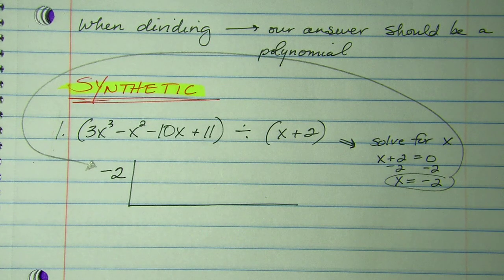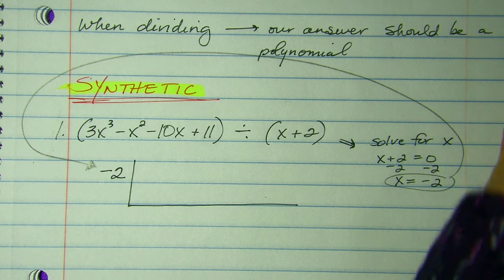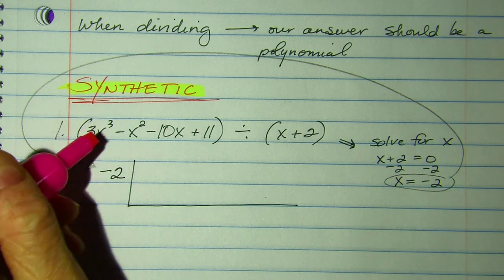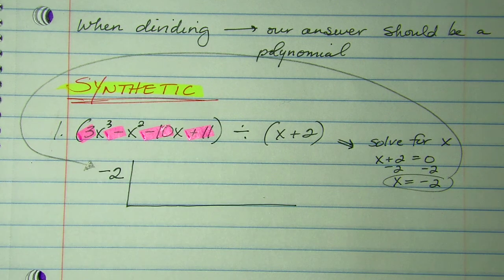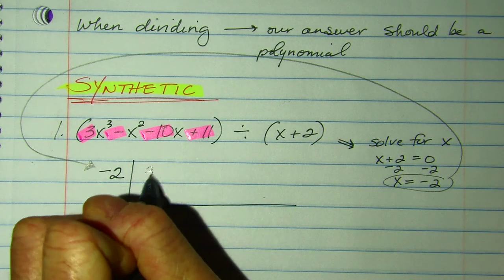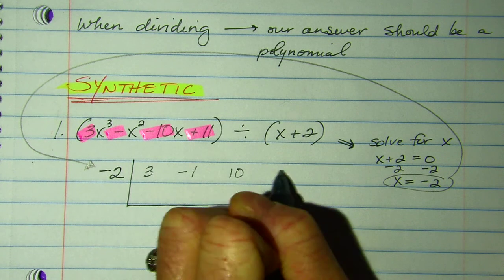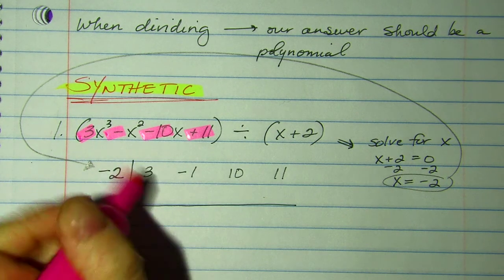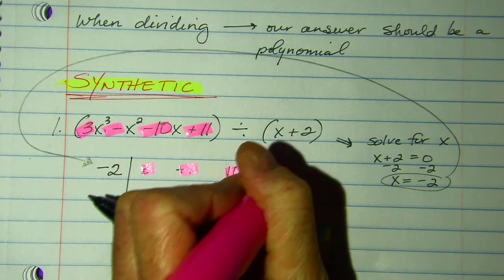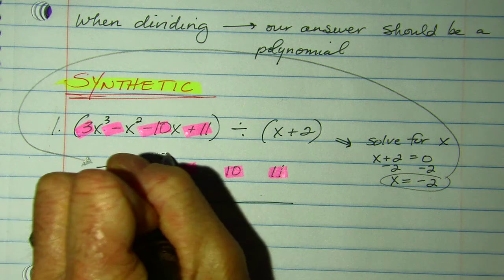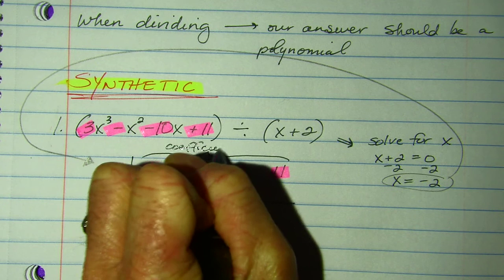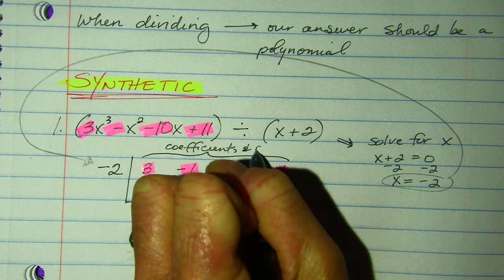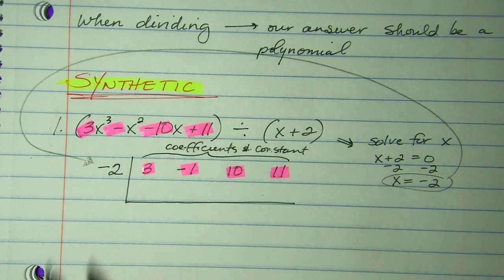Okay. Now, the next thing I'm going to do is line up my coefficients. My coefficients are 3, negative 1, negative 10, positive 11. They're going to go down here. So 3, negative 1, negative 10, 11. Notice I wrote the coefficients of the first polynomial here. These are our coefficients, and 11 is technically our constant. And notice they're written in order.